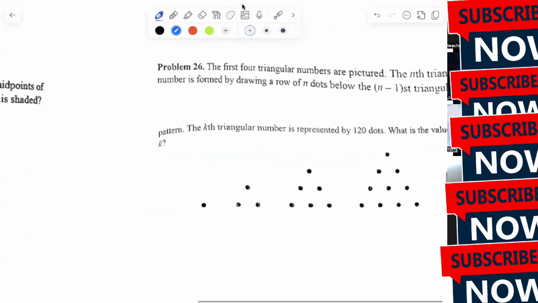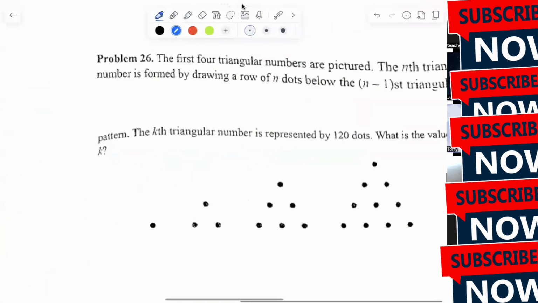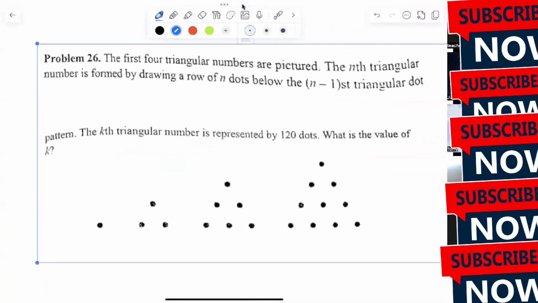Now let's move on to problem 26. The first four triangular numbers are pictured. The nth triangular number is formed by drawing a row of n dots below the n minus first triangular dot pattern. K triangular number is represented by 120 dots. What is the value of K? So, remembering what we talked about before, that the nth triangular number is n times n plus 1 divided by 2, try using that to find the K.